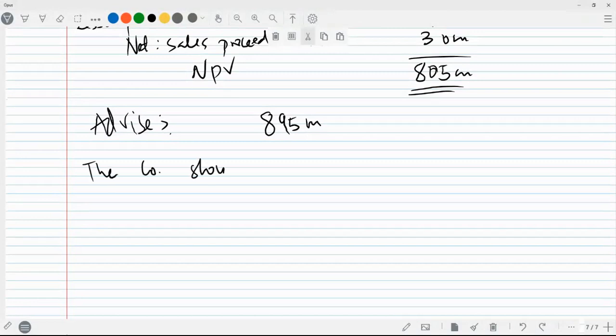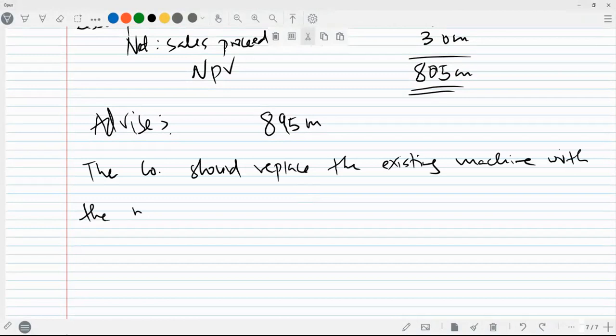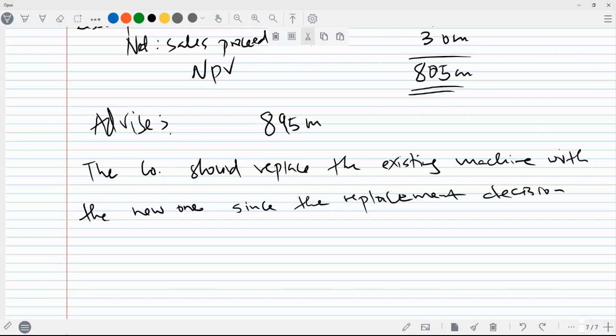The company should replace the existing machine with a new one, since the replacement decision has a positive NPV. That's what you are meant to have done in that particular question.